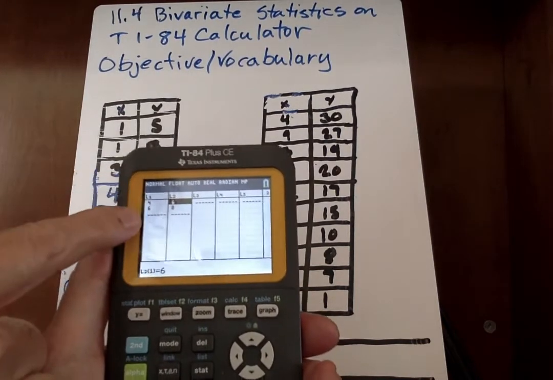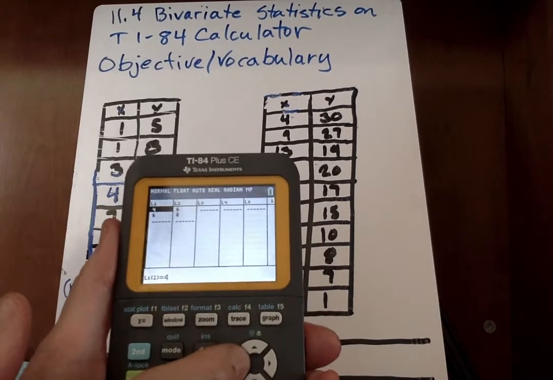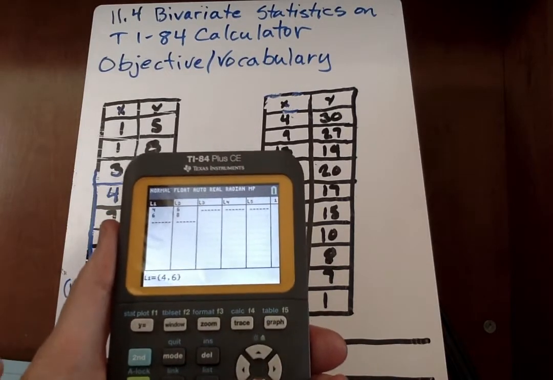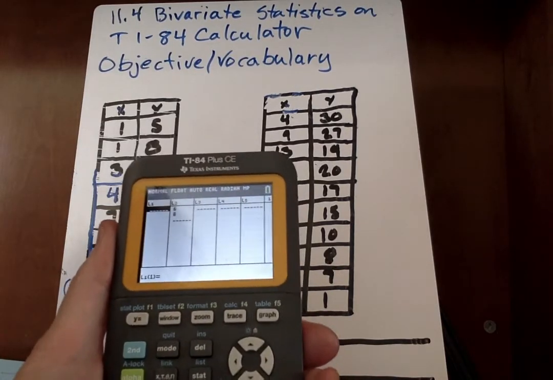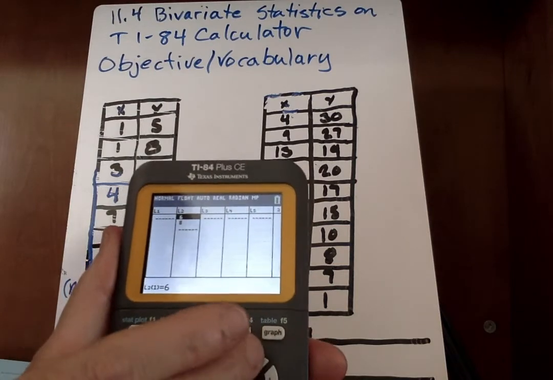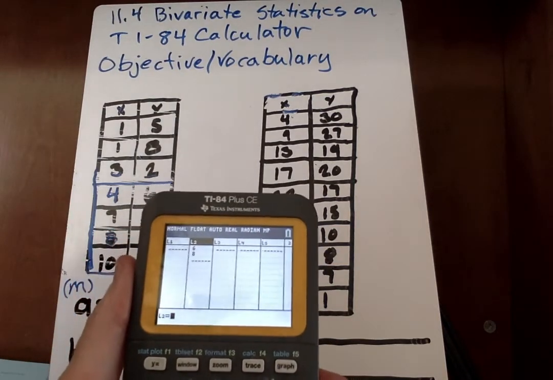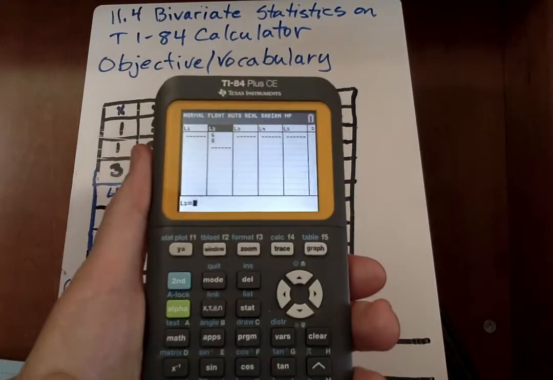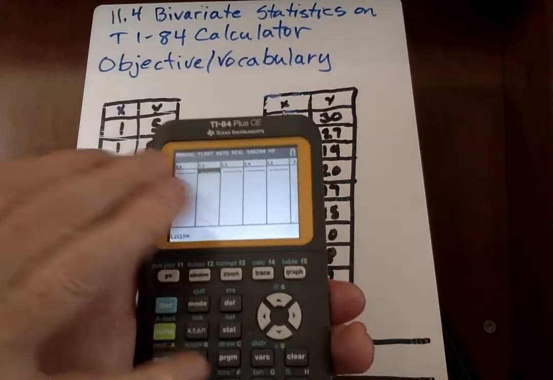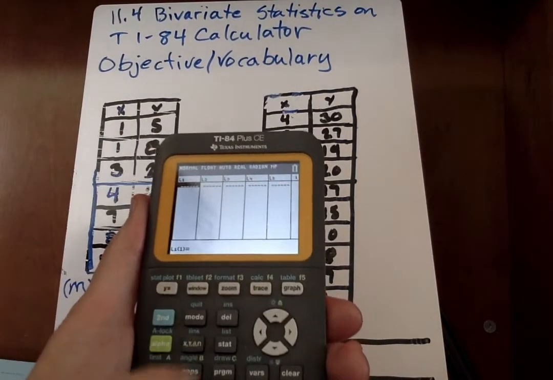See how I have numbers in L1 and numbers in L2. I'm going to go up to L1 and clear it, enter, and then I'm going to go over to L2 and clear that and enter it. Okay, so now I make sure my L1 and my L2 are cleared.